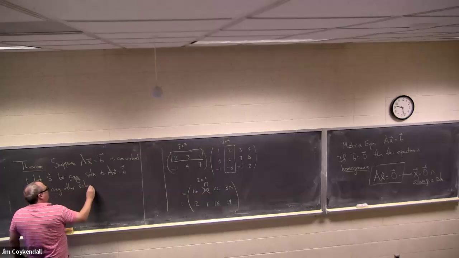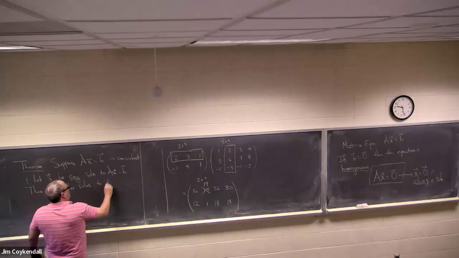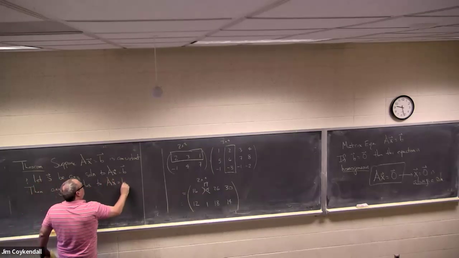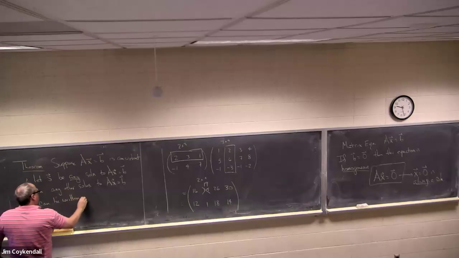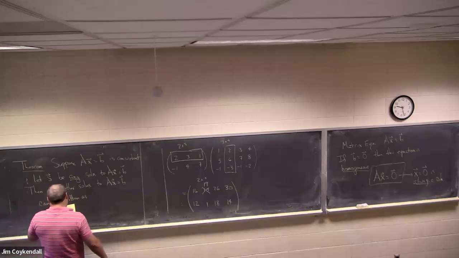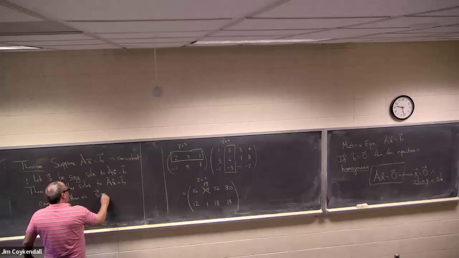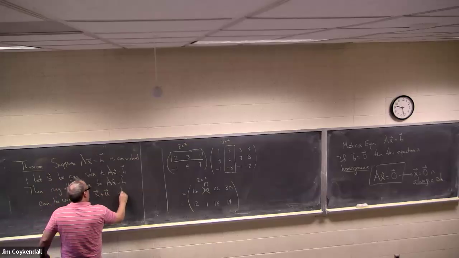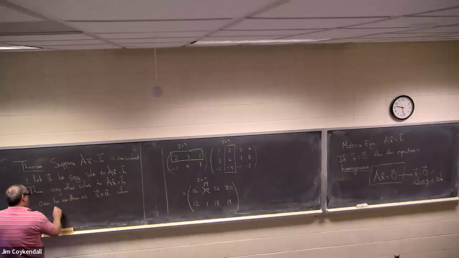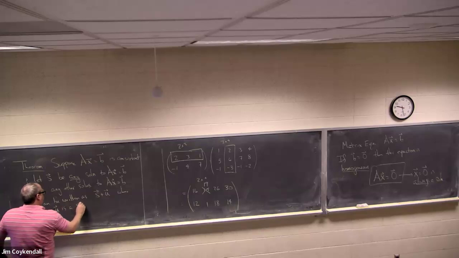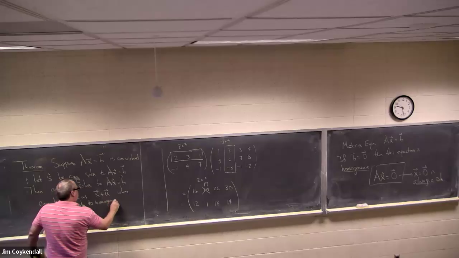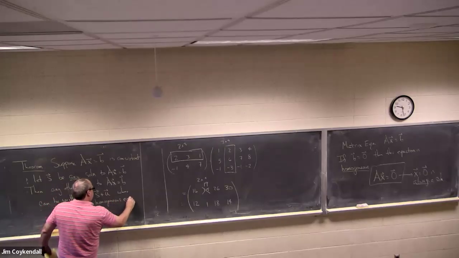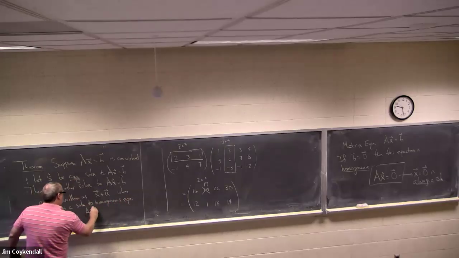Then any other solution to AX equals B can be written as S plus U, where U is a solution to the homogeneous equation AX equals 0.